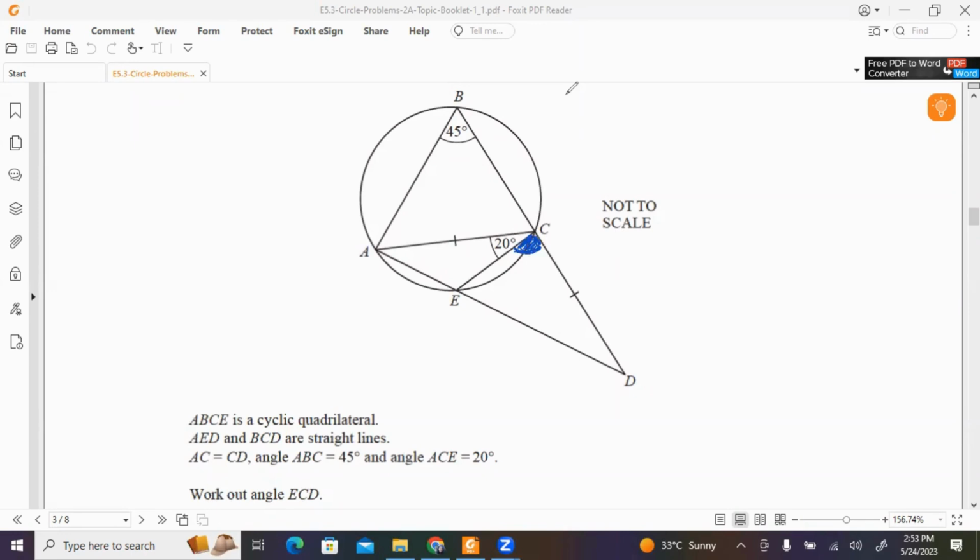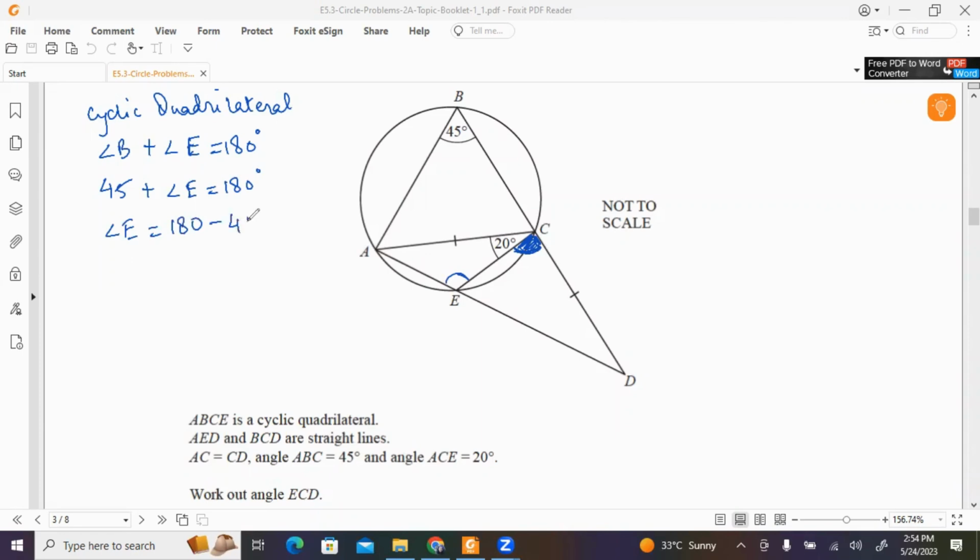What I'm going to begin with is finding angle E. In a cyclic quadrilateral, your opposite angles equal 180. So in this case, angle B plus angle E equals 180. That means 45 plus angle E is 180. So angle E would be 180 minus 45, which gives us 135.